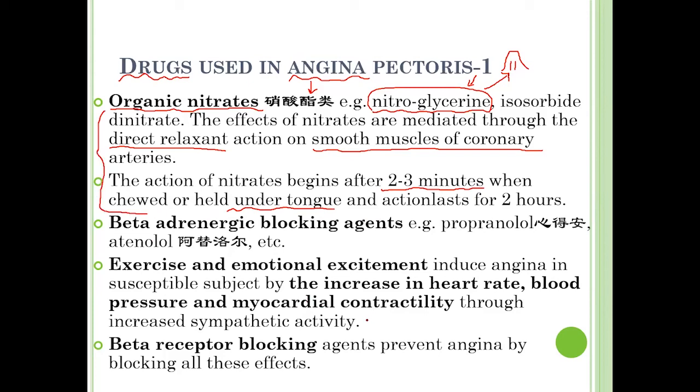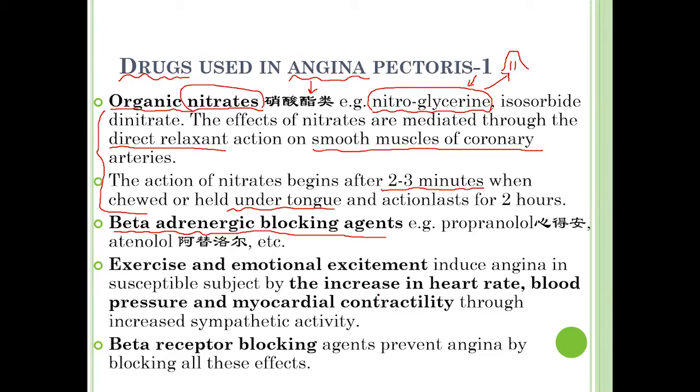And we also have some other drugs, but maybe not used for acute attacks. Generally, they work a little bit more slowly compared with the first one. That's the beta blockers. They can still relieve these kinds of problems, but not as fast as this category of drugs.